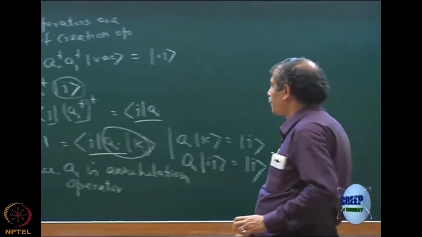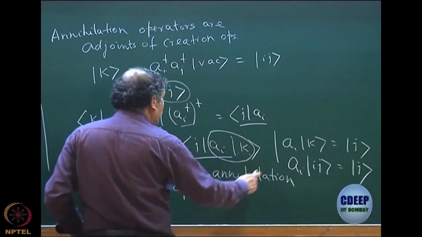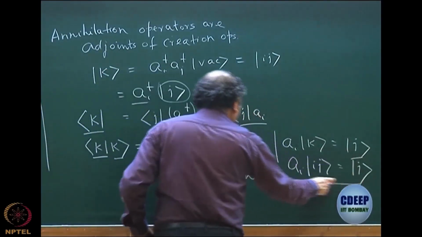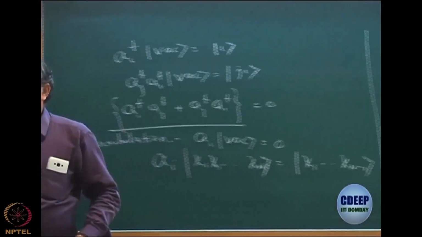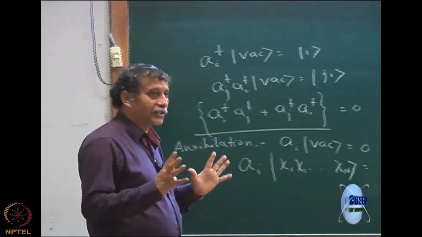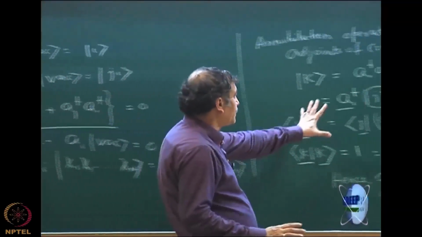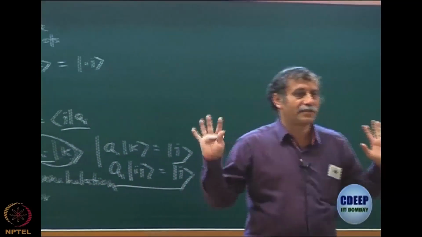Then I show that the J AI K must be equal to 1, which means AI K must be equal to J, which essentially means that AI annihilates on a spin orbital I from K. Is it clear? I hope everybody gets the logic. It's a little involved logic, but it's easy. This is a 2 electron case, but you can show it in many other ways.